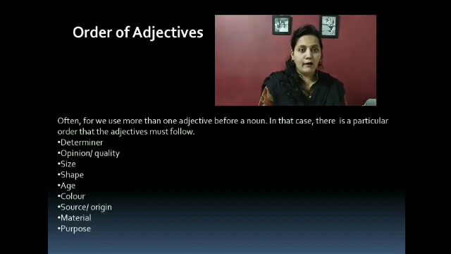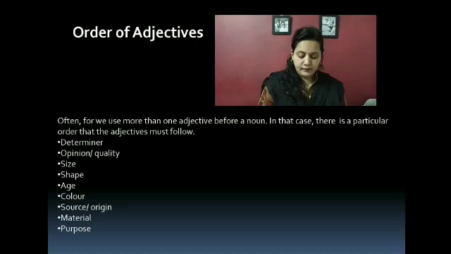First, you have to mention the determiner, like a, an, the, and other determiners like many or all. Okay, then next is opinion or quality. Then we have to talk about size. Then next comes shape, age, color, source or origin, material or purpose.